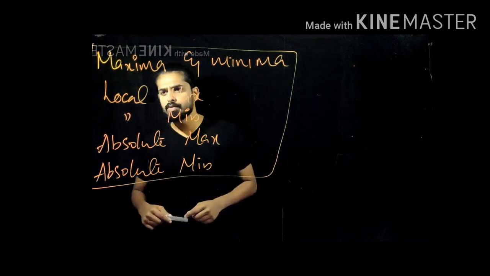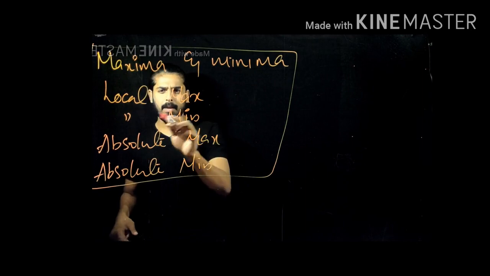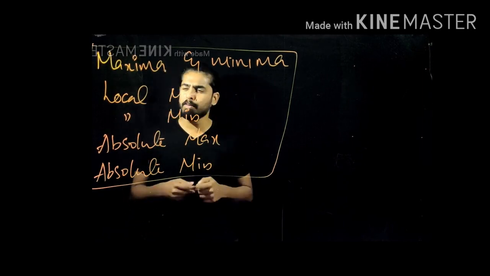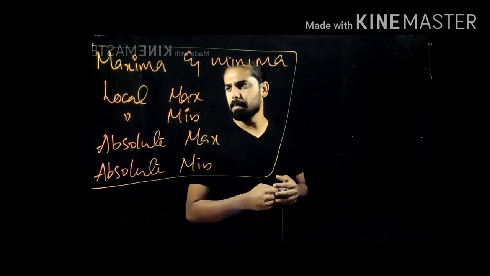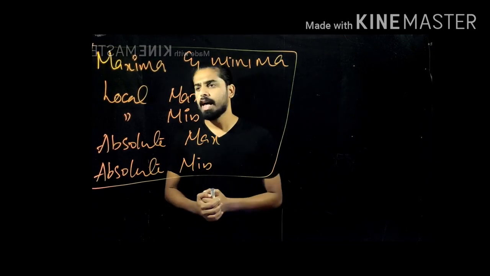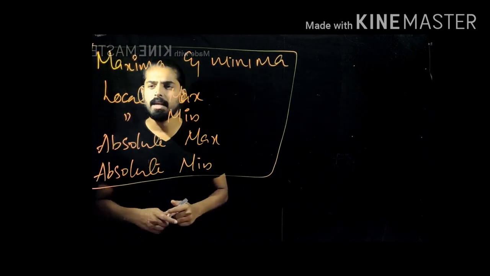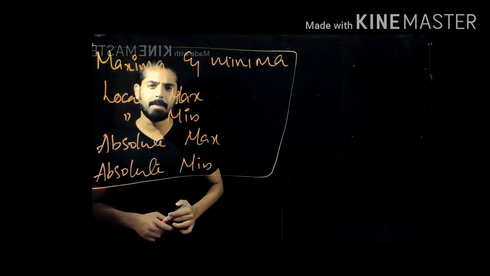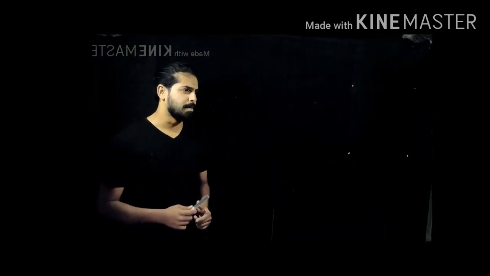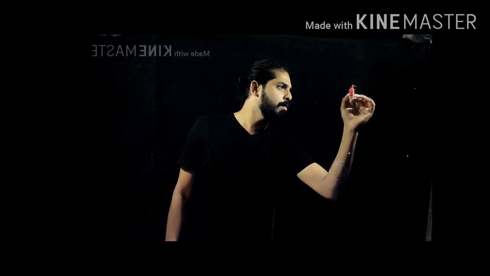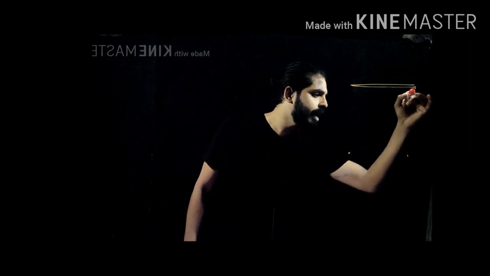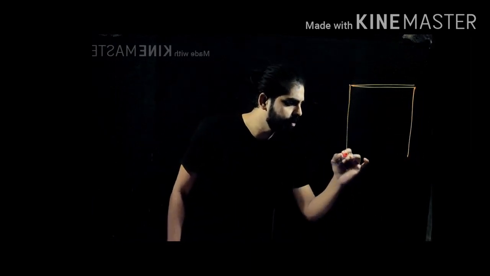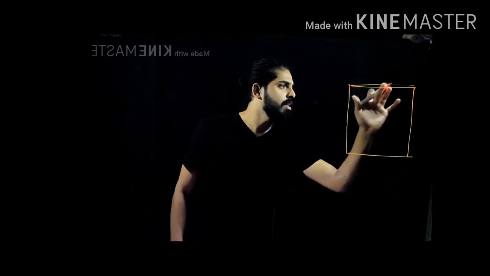First we'll start with local maxima and local minima. What do you mean by local maxima and local minima? What are the applications of it and how are we going to find the local maxima and local minima of a function? Let's start with an example. Suppose I have a cardboard sheet of side 18 cm, like this. So this is a cardboard sheet.